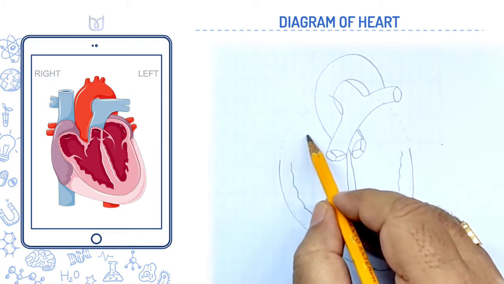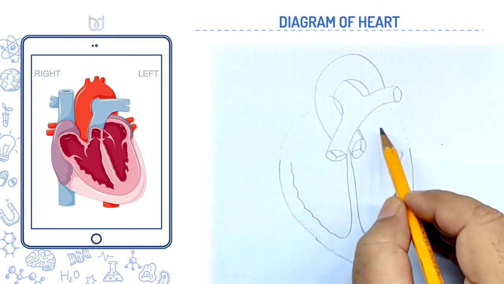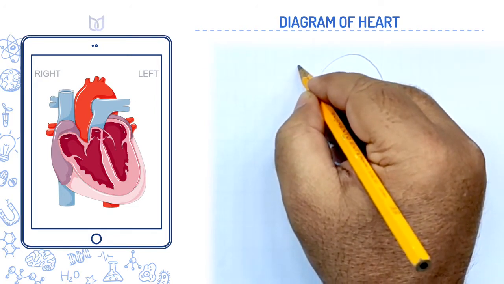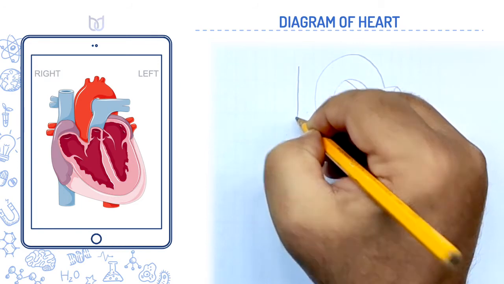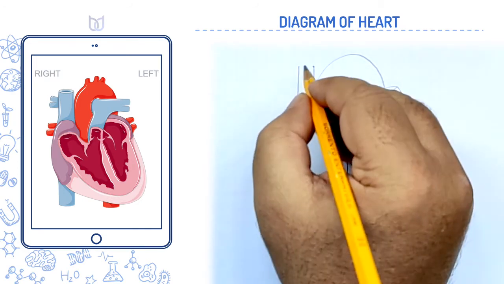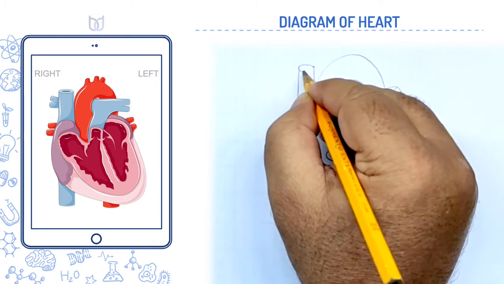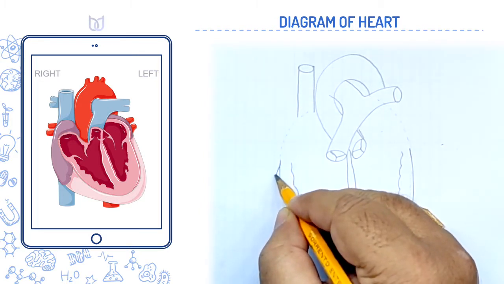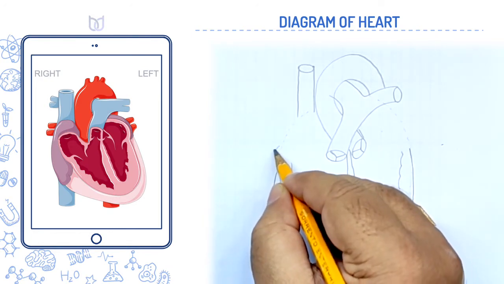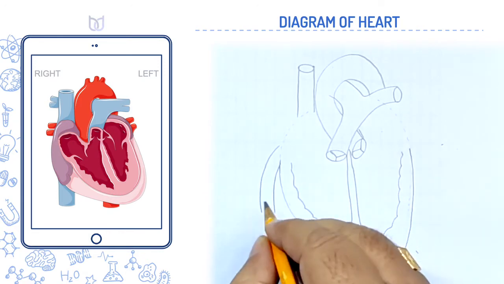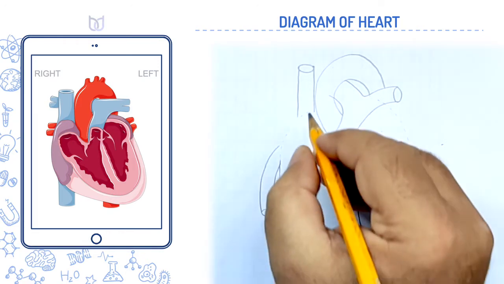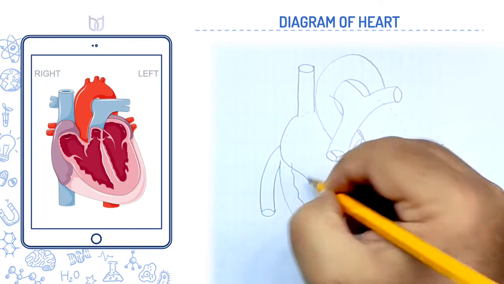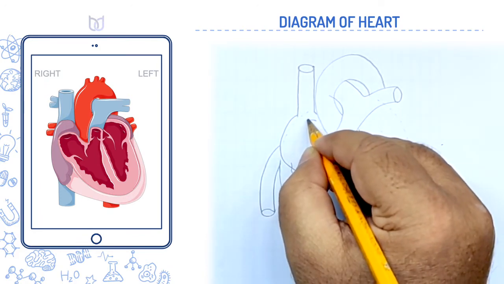Now come to the two auricles. The right auricle or right atria here, left auricle here. In the right auricle, we see the opening of two large veins. These are called vena cava. One superior vena cava coming from upper side and another inferior vena cava from lower side. These two vena cava open into the right auricle by separate openings. So we can show the margin of the right auricle in this way.